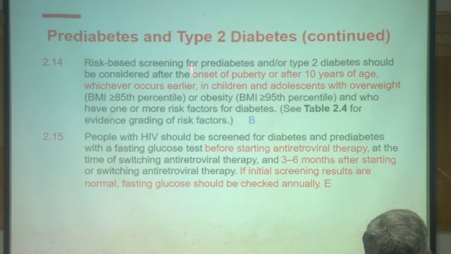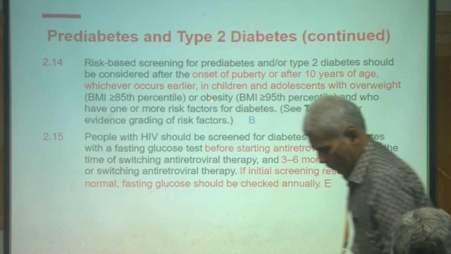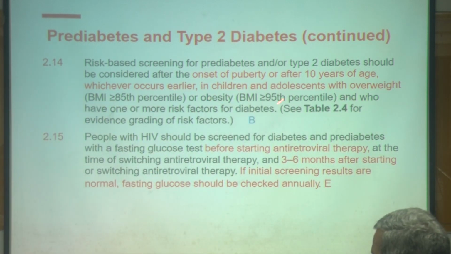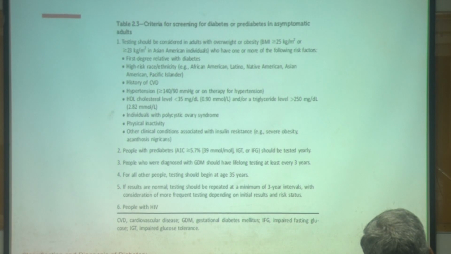And when to do this screening: at onset of puberty or after 10 years of age, whichever occurs earlier, in children or adolescents with overweight and obesity who have one or more risk factors for diabetes. And in people with HIV, before starting antiretroviral therapy and 3 to 6 months after starting antiretroviral therapy, again you have to repeat this investigation.